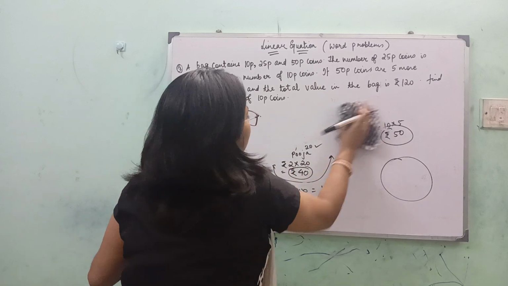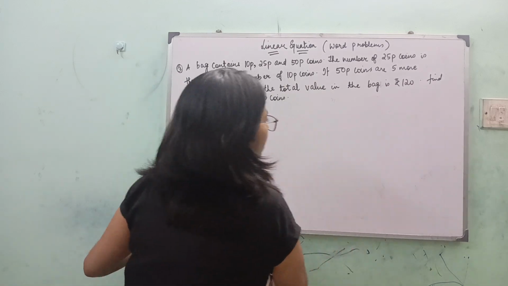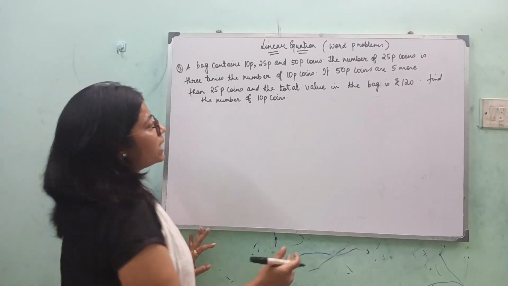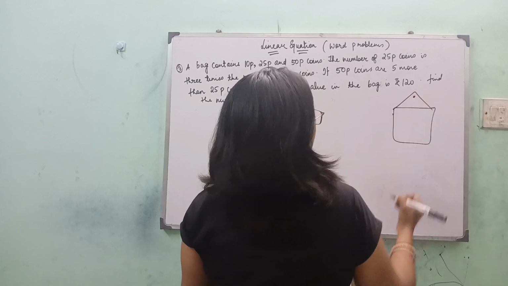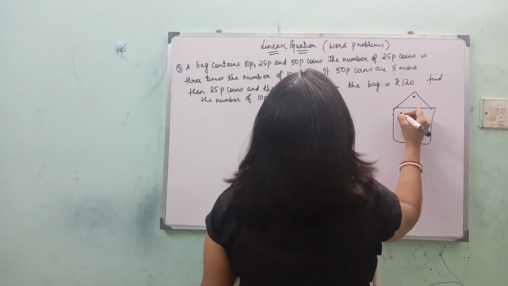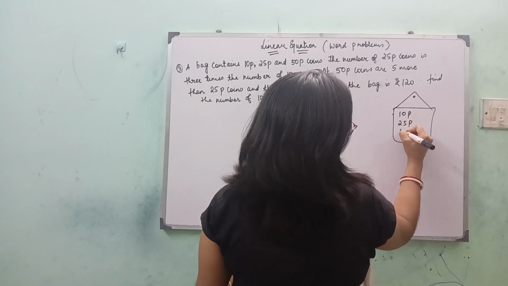Now, going to the sum. So it is told that the money inside the bag is in the form of 10 paisa, 25 paisa and 50 paisa.